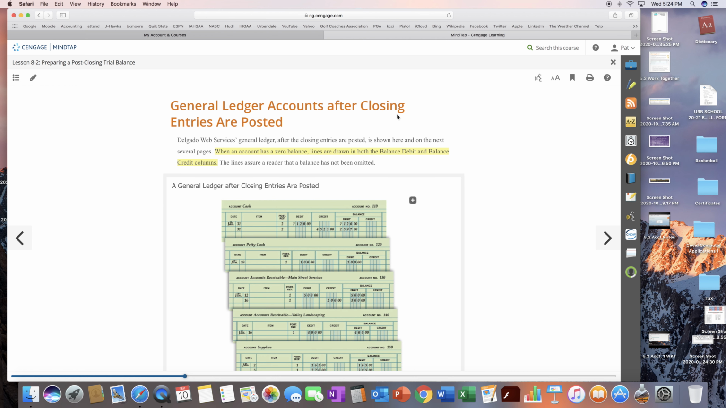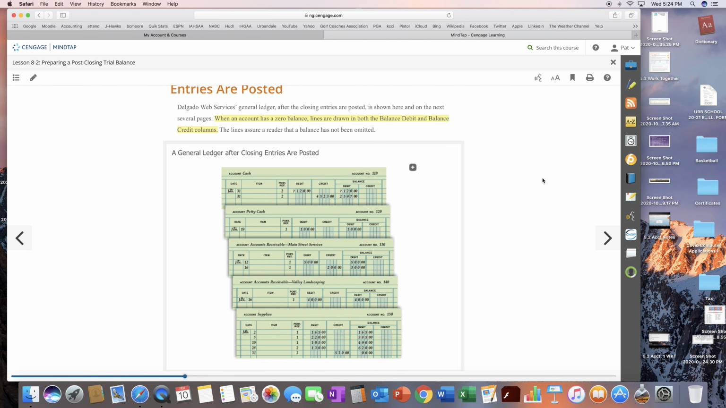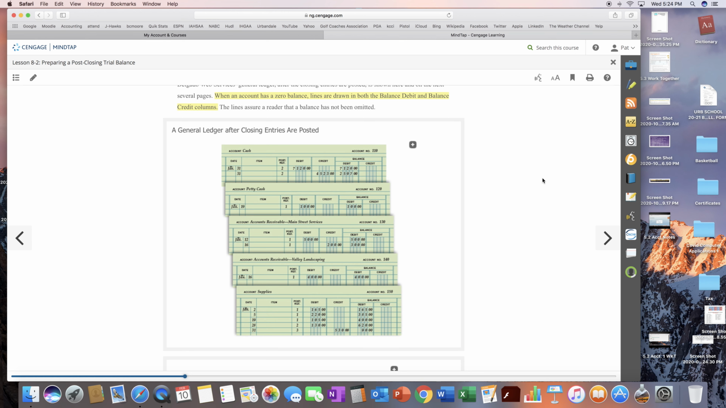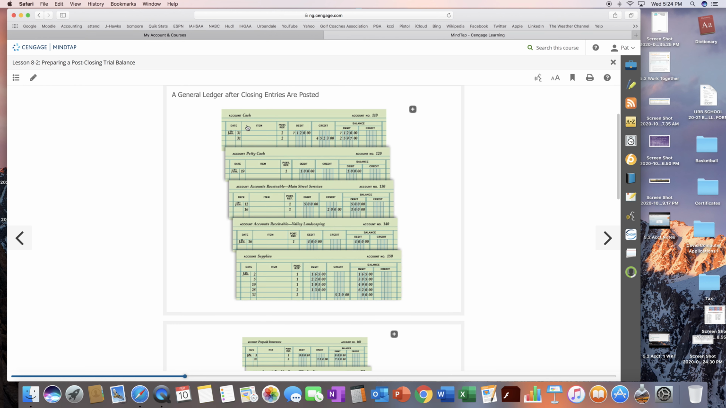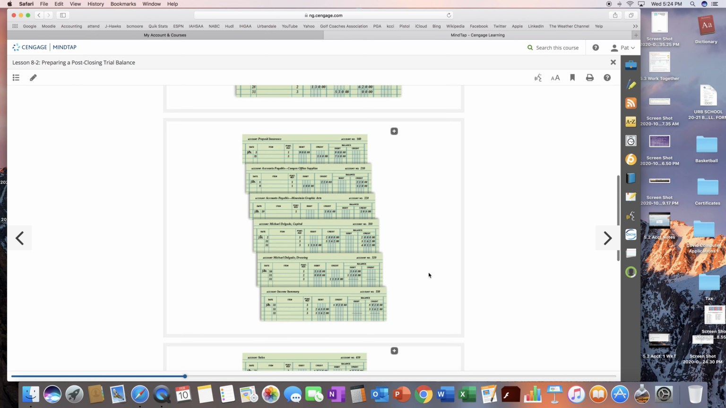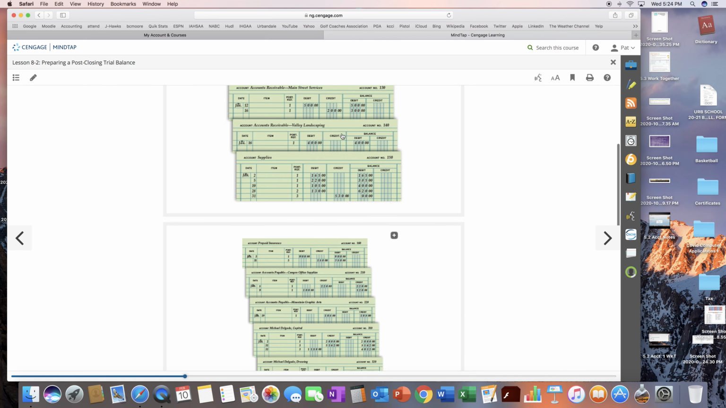All right, so general ledger accounts after closing entries are posted. You remember that we had permanent and temporary accounts. The permanent accounts move on to the next fiscal period, and that is the accounts of assets, liability, and capital. When you're looking at the ledger accounts after closing entries, the ones with debit and credit balances should be the permanent accounts. So we have cash, consumable supplies, prepaid insurance.